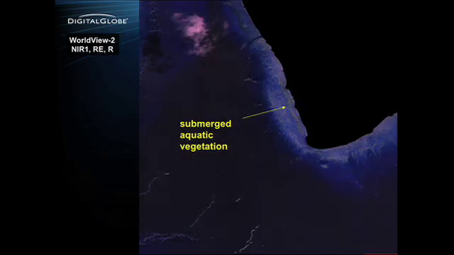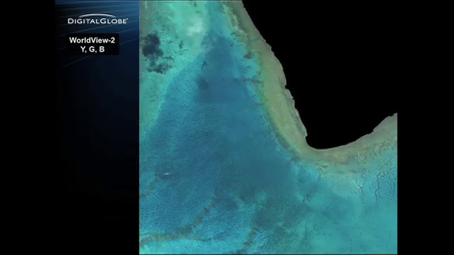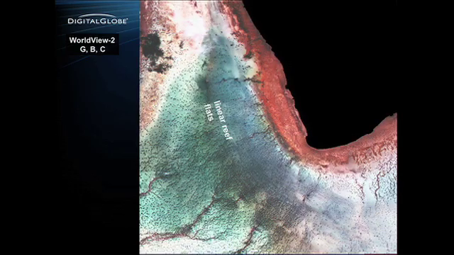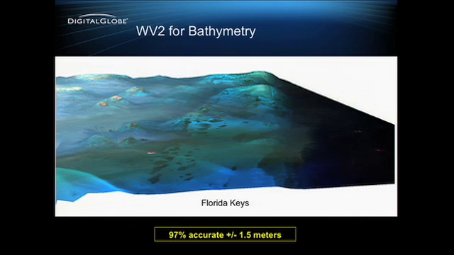And now as I flip through the additional bands, you start going deeper. You're seeing some of the submerged aquatic vegetation. Now with the coastal band, which is all the far end, now you're seeing actually the bottom of the ocean. Now this is down to a depth of about 20 or 30 meters. So what? So we're able to use that to produce bathymetry maps, depth maps, and we're able to see accuracies that are on the order of about 1.5 meters.